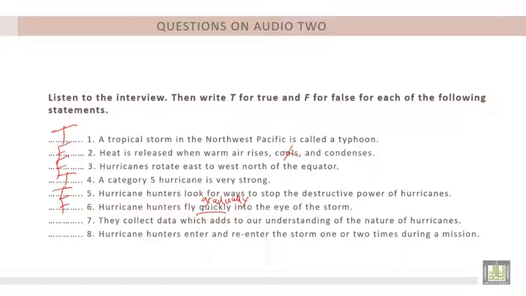Number 7. They collect data which adds to our understanding of the nature of hurricanes. This statement is true. And the last statement, hurricane hunters enter and re-enter the storm 1 or 2 times during a mission. This statement is true.